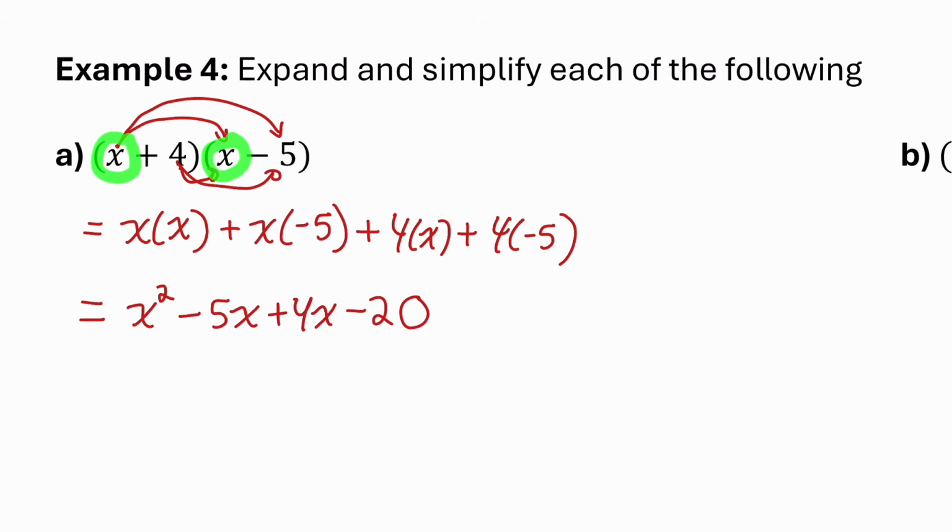Right? The first terms, x times x, is x squared. Then x times negative 5 is negative 5x. Then 4 times x is 4x. And then 4 times negative 5 is negative 20. And then the middle two terms are like terms, so I can collect them together. Negative 5x plus 4x is negative 1x. So there's my final answer.